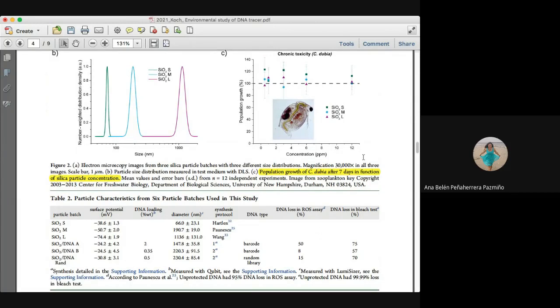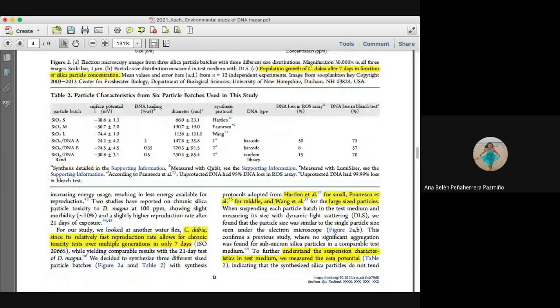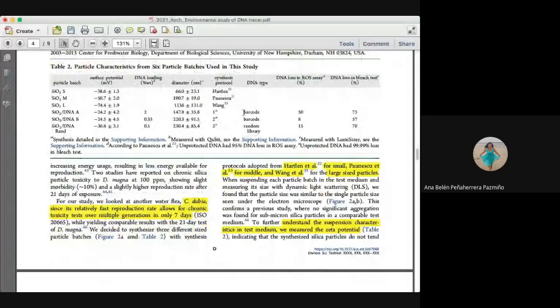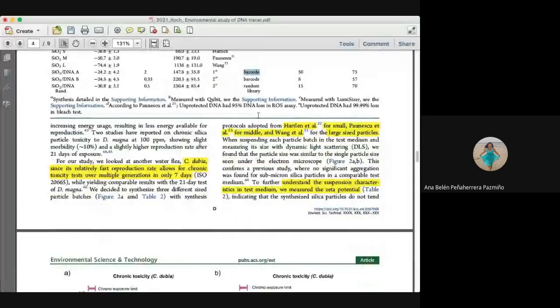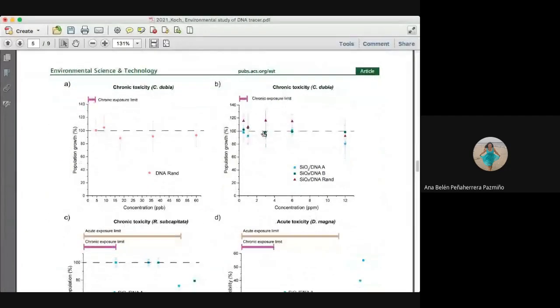So here are the parameters that they considered: the surface potential, the diameter, and these barcodes. That is like a unique code to identify each of these particles. Okay, so they also made assays with random DNA.